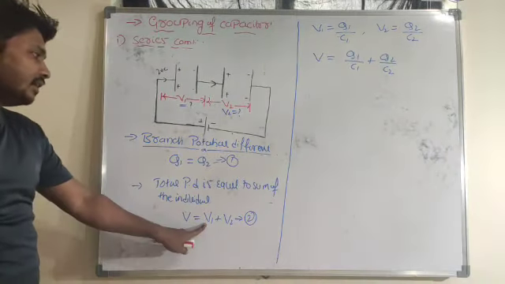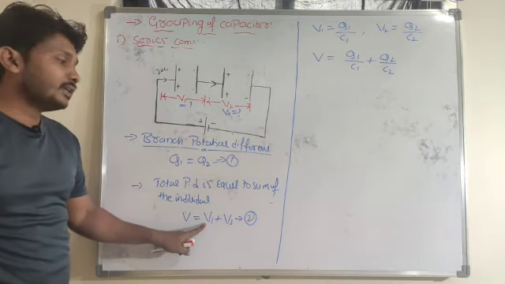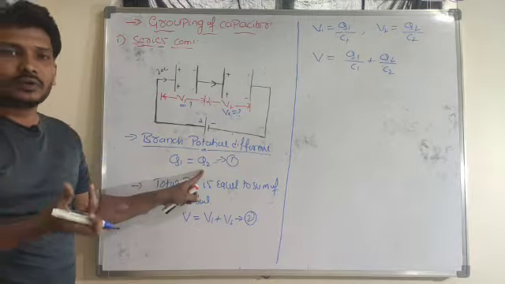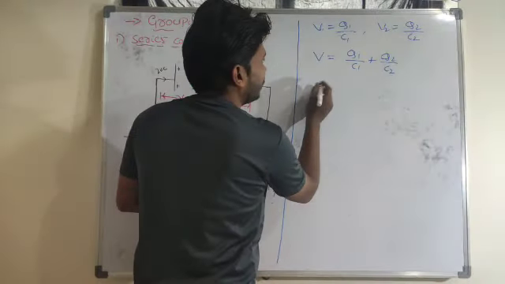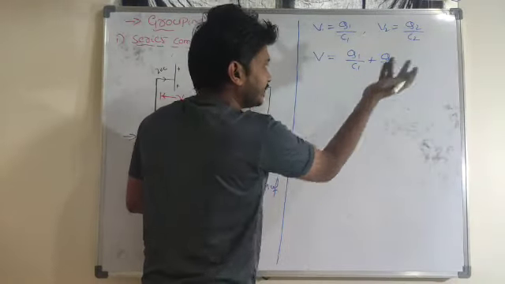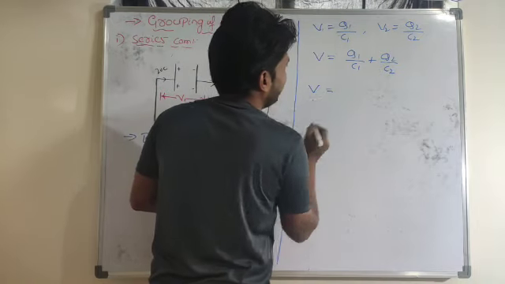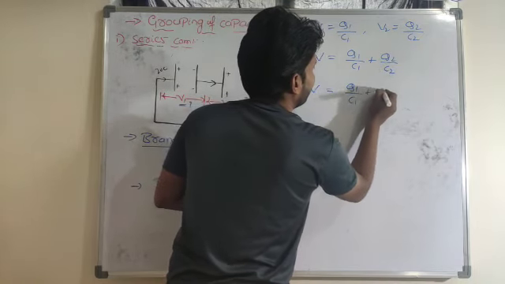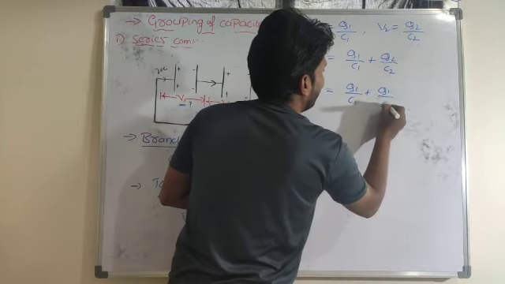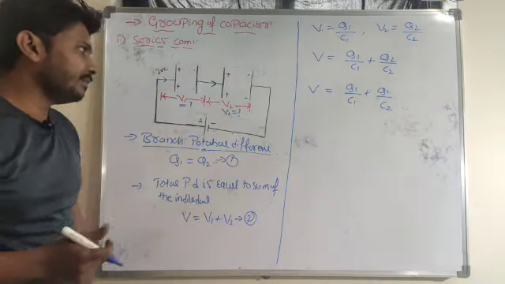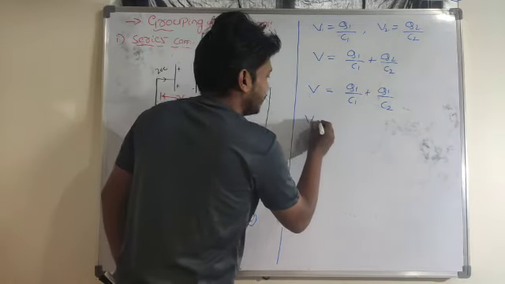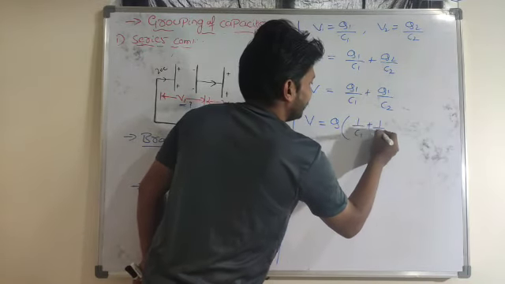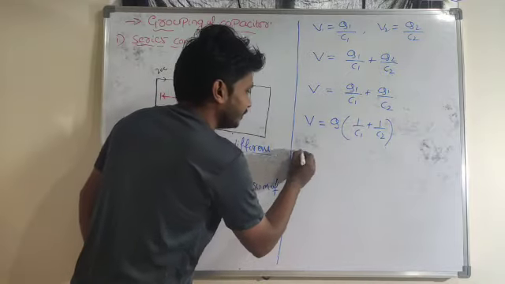So in case of the series combination, which quantity will remain the same? Charge remains the same. So Q1 is equal to Q2, which means Q2 also I will take as Q1 here. So look at here, Q1 by C1 plus Q1 by C2. Why? Because charge remains the same here. So V is equal to Q, 1 divided by C1 plus 1 by C2 here.